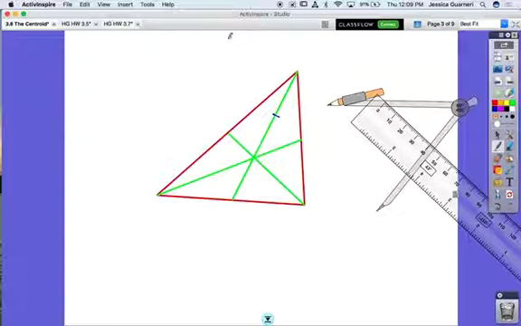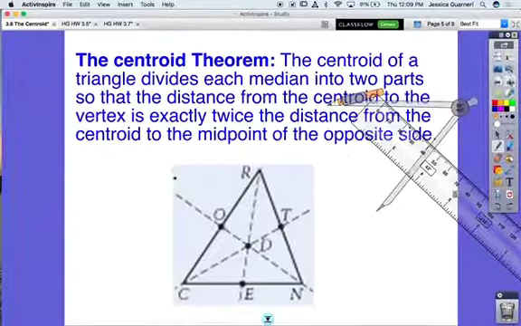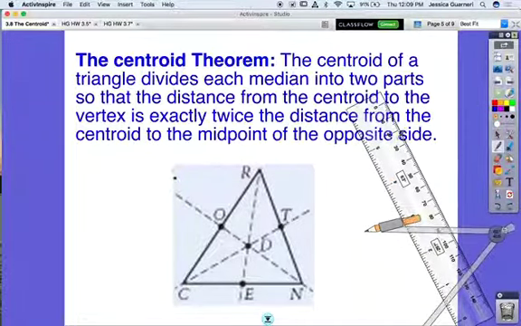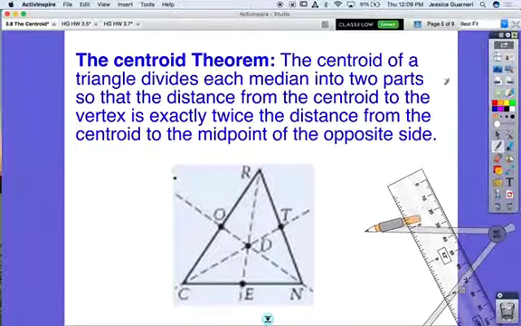All right, so our centroid theorem is: the centroid of a triangle divides each median into two parts, so that the distance from the centroid to the vertex is twice as long as the distance from the centroid to the midpoint. In this situation, D is our centroid. Here's the vertex.